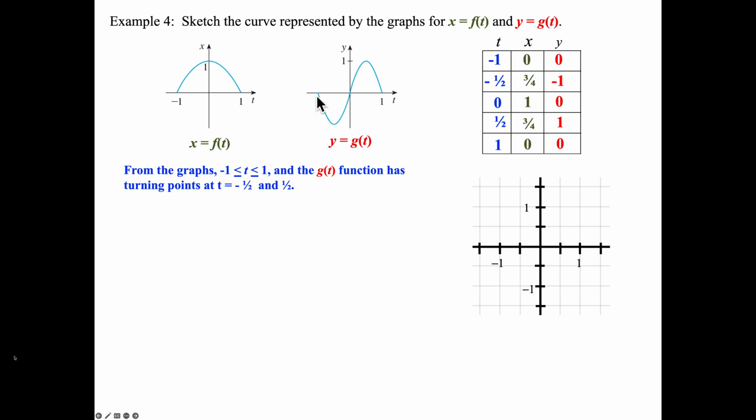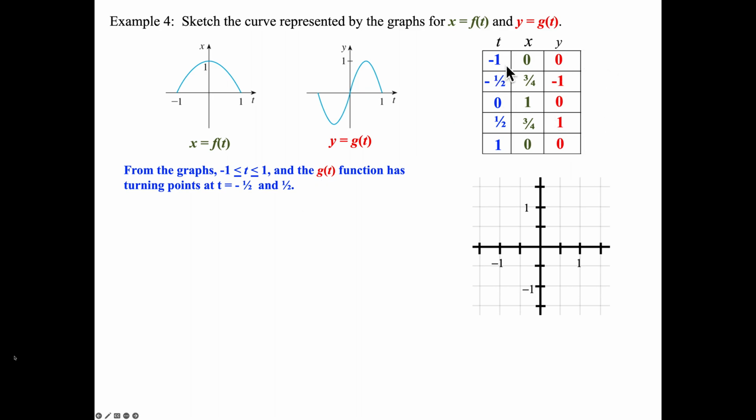Then for g, we started out at -1 for t, and we're at 0 for y. Then we're at -1, 0, 1, 0. So those are these points in red.